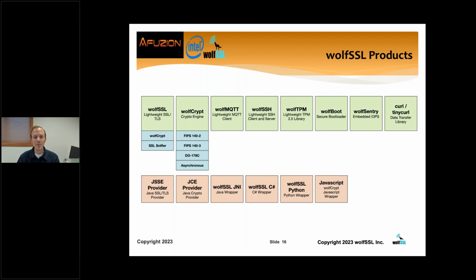What we're focusing on today primarily is wolfBoot, our secure bootloader. We do have an embedded intrusion detection and prevention system called wolfSentry. And we have Daniel Stenberg, who's the author of curl, on board as a wolfSSL engineer. So we do offer support and consulting around curl. We have a version of curl that's pared down, meant for resource-constrained devices, and we call that tiny curl. All those primary products are written in C, so we do have users that want to use us from other languages. We have got a wrapper for Java, C#, Python, JavaScript, and Go.